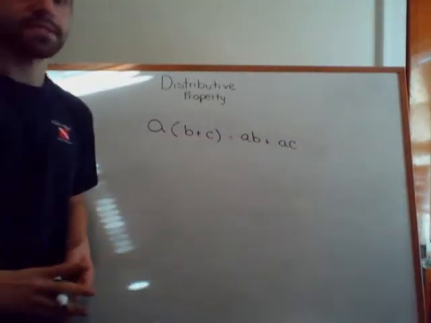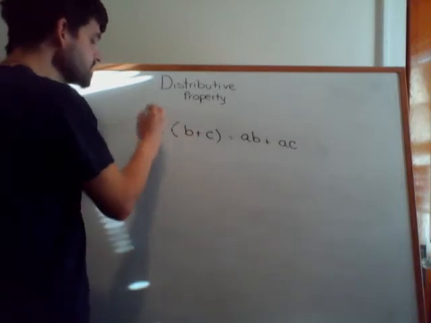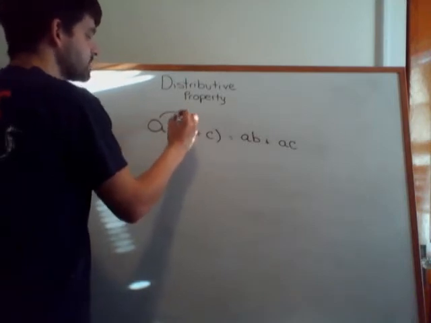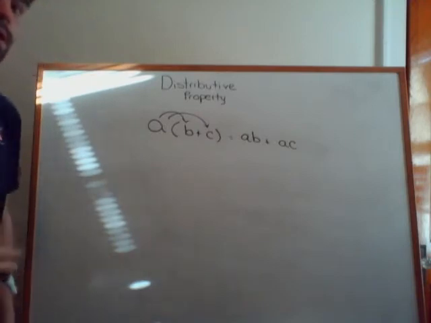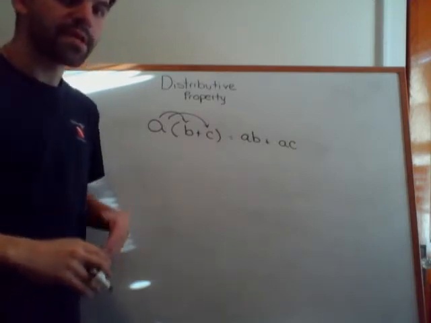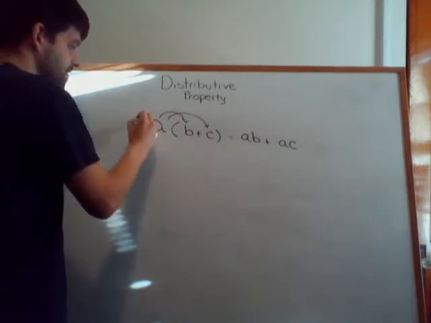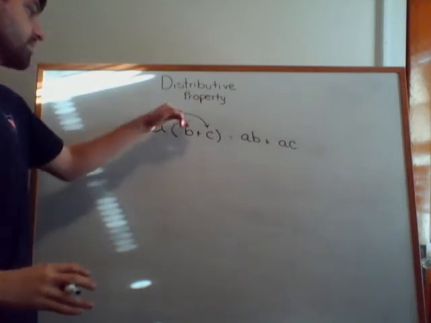Now, let me explain exactly what's going on here with the distributive property. We're taking some value A, and we're equally distributing it into each of the individual terms of the expression in the parentheses. But I want to caution you here, because we're not only distributing the value, we're also distributing the sign on it. So we want to be extra careful here when we're distributing.